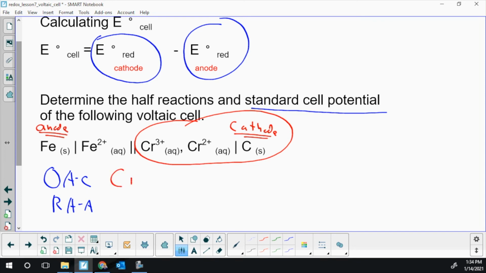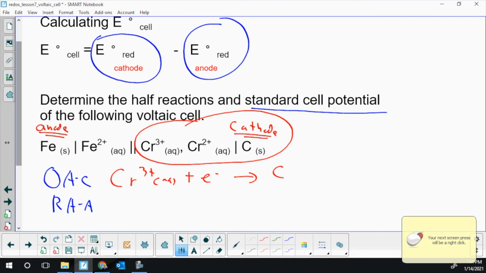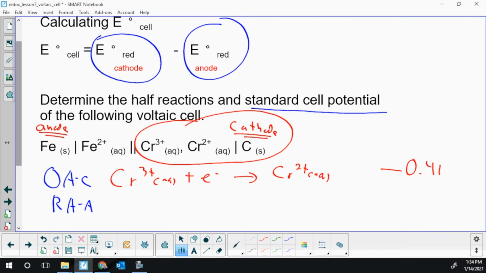So chromium 3+ plus 1 electron gives me chromium 2+. And now I'm going to write the E0 potential for the first time. Make sure I've got minus 0.41 volts.